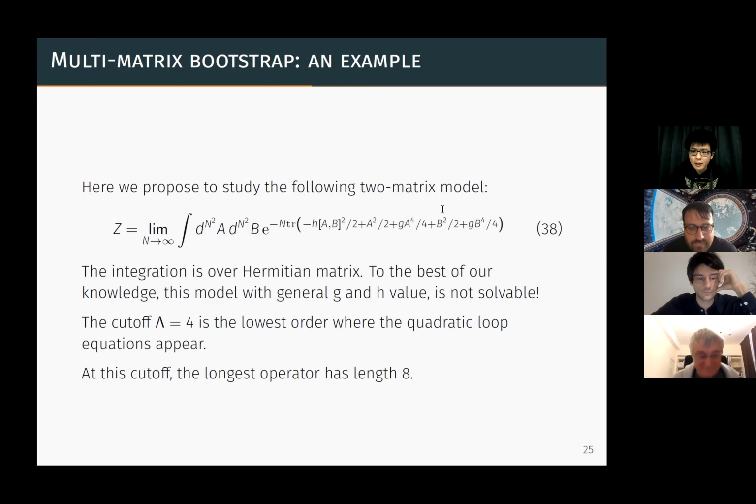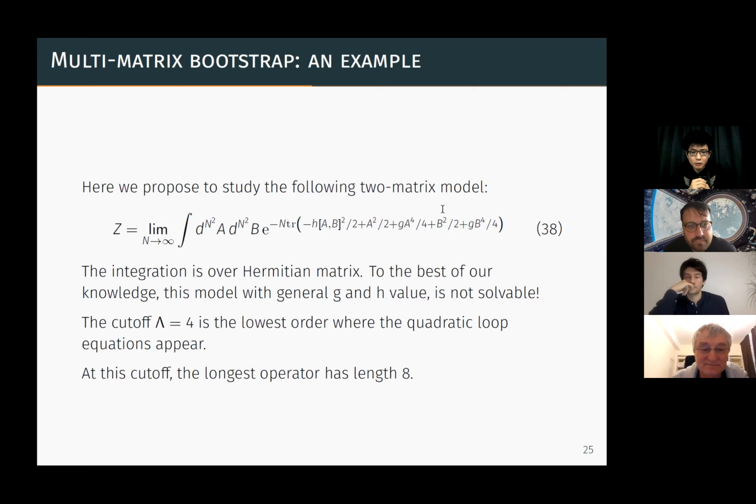For the non-convexity problem, let's just ignore it first, and try some multi-matrix model to see what we can get. Then we will see whether we really need to deal with the non-convexity problem here. Here we propose to study the following two-matrix model. It is a quartic plus commutator-squared model.